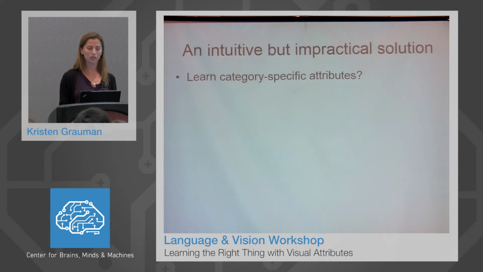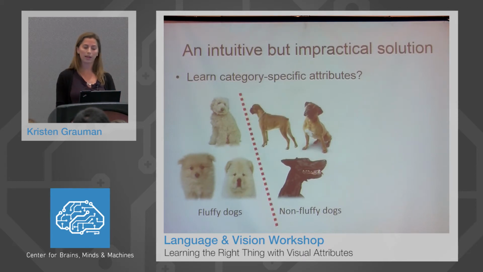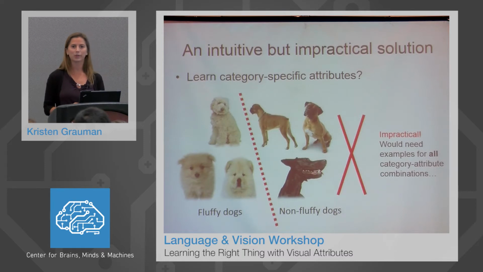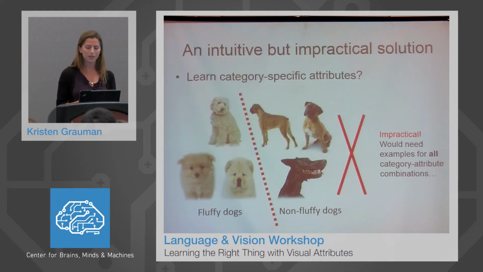So the intuitive solution would be, let's learn category-specific attributes. You give me fluffy dogs, non-fluffy dogs, I'll learn a classifier. That's my dog fluffiness attribute. And then go ahead and give me fluffy towels, non-fluffy towels, I'll learn a towel fluffy attribute. But this sounds terrible. Not only does it discard the fact that there really are semantic connections between fluffiness and different categories, but it's also completely impractical for training.